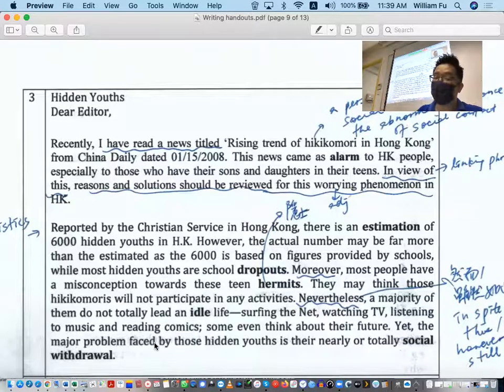The major problem faced by those hidden youths is the nearly or totally social withdrawal. No contact with other people. Even you can see them. Last time I saw some of them.